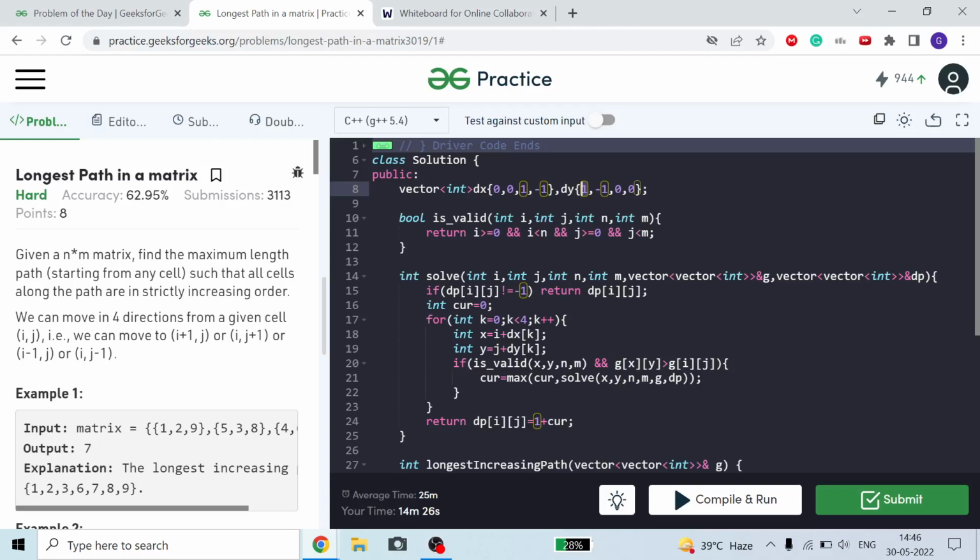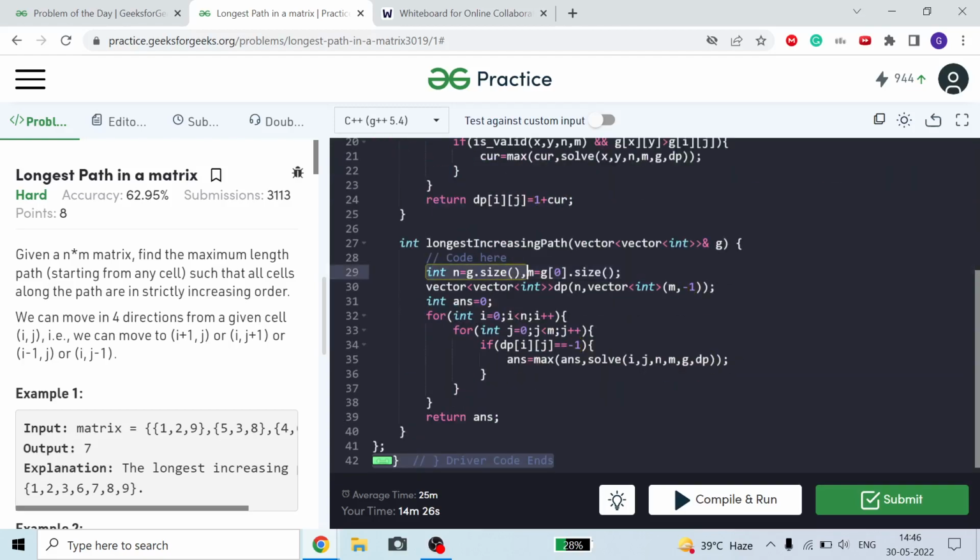Okay guys, I have n equal to g.size, meaning the total number of rows and total number of columns. These are the boundaries or size of my g. Now I take a DP, initialized with minus 1. Now I will take answer as 0.